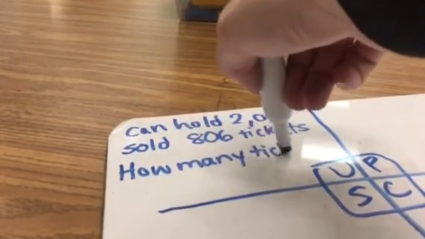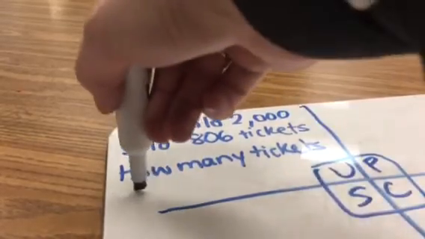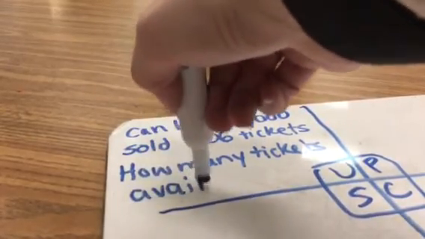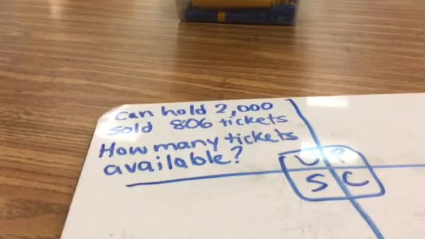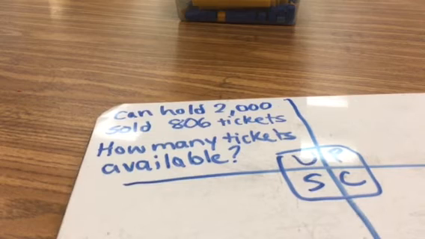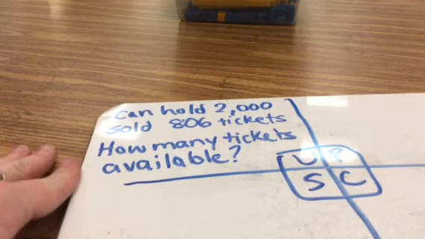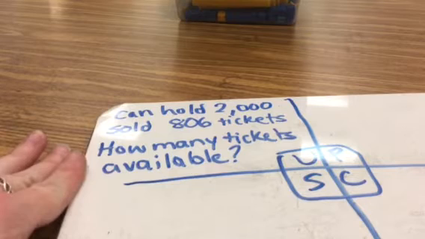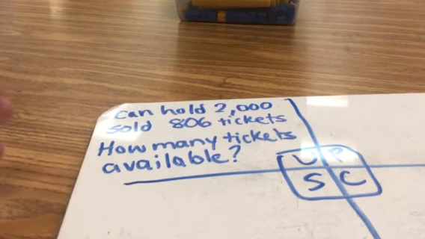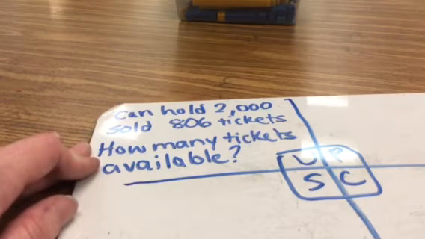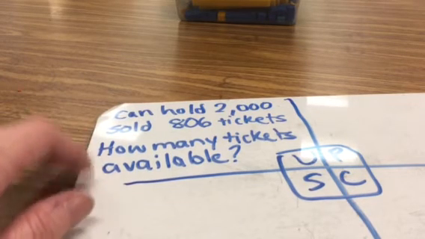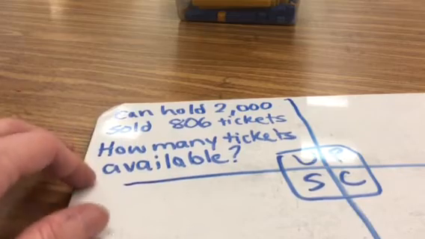Okay, and what does that mean? How many tickets available? So anytime I'm doing any sort of reading, math, science, social studies, I have to figure out, what is the question asking me? How many tickets are available? So think about, what does that mean? What's another way to say that? How many tickets are left? How many tickets have not been sold? Those are all ways to kind of say the same thing. So I want to know how many have not been sold yet, how many are left.